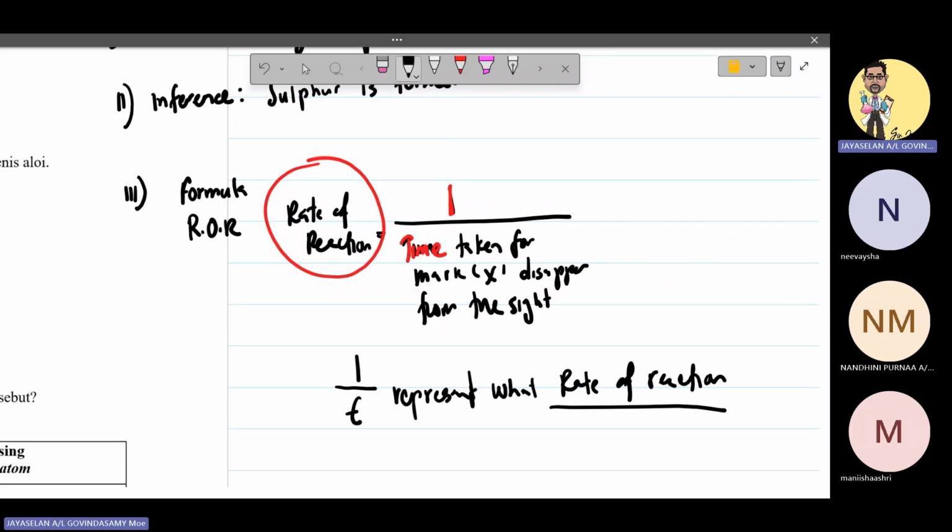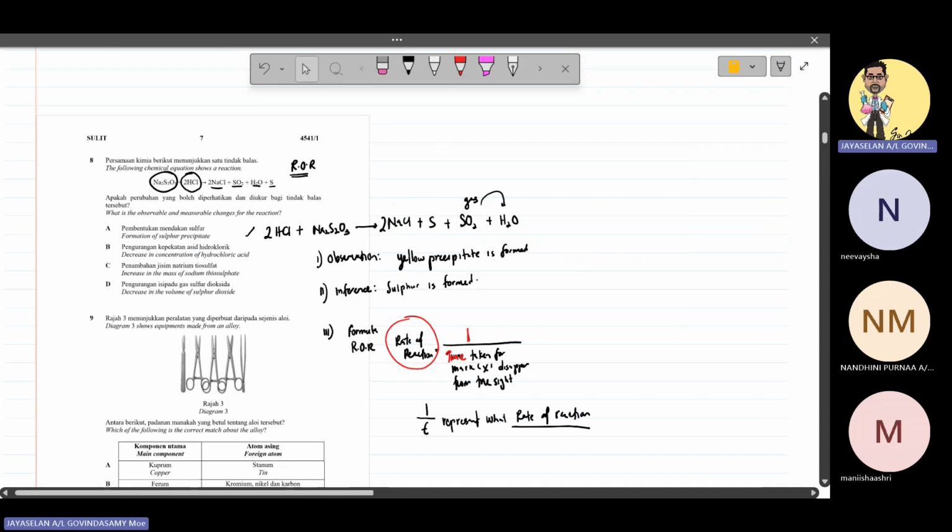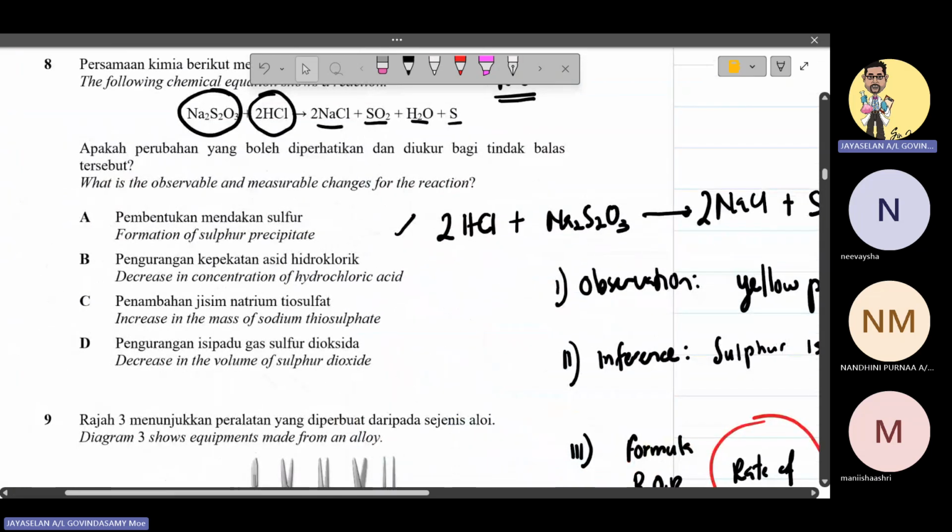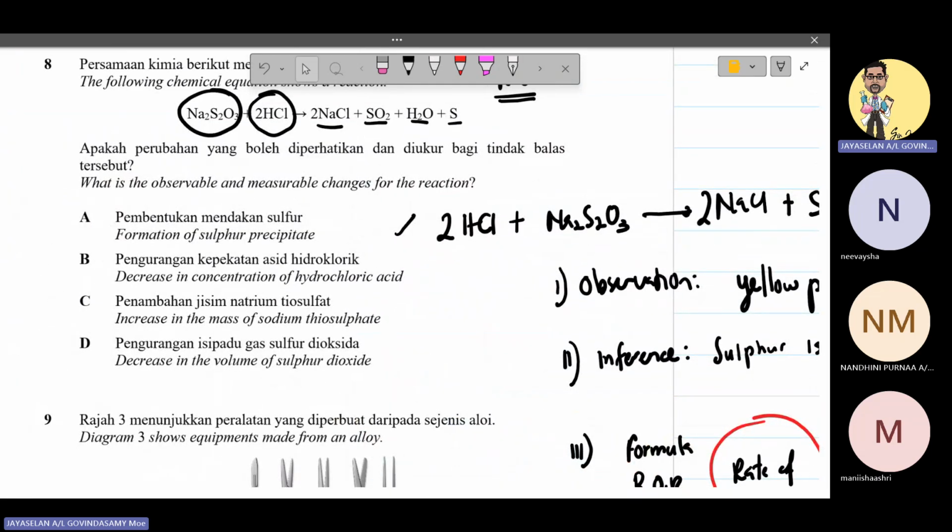Any question? No question. Okay, we do the last question. For this, what are the observable changes you can observe and measure the rate of reaction? So this one cannot: decrease in the hydrogen chloride cannot. Any concentration of acid, we will use formation for this.